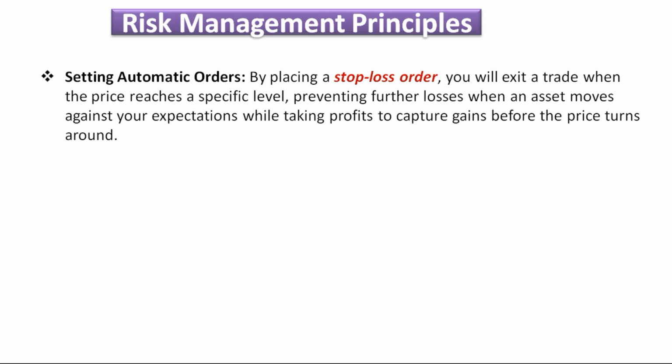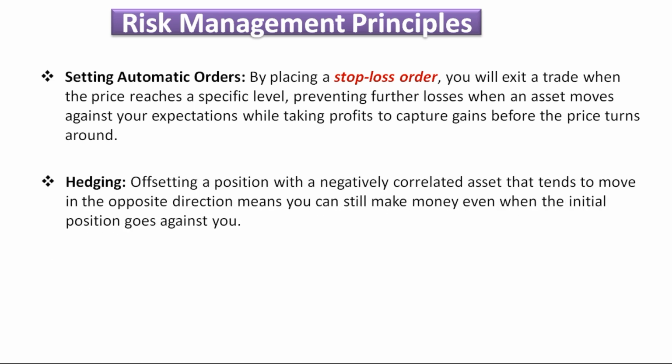In trading, you will not be right 100% of the time. In fact, you might not be right 70% of the time, but you have to set a protective measure on your account so that you don't have your account jeopardized by carelessness. This is very important. Also, there is something we call hedging, which has to do with offsetting a position with a negatively correlated asset that tends to move in the opposite direction. It means you can still make money even when the initial position goes against you.